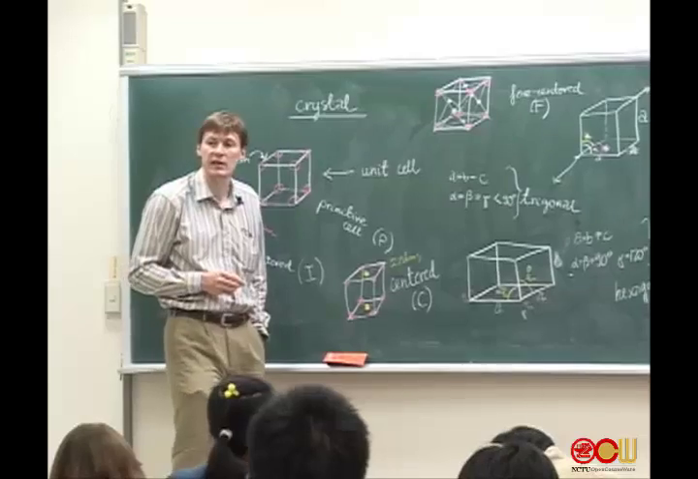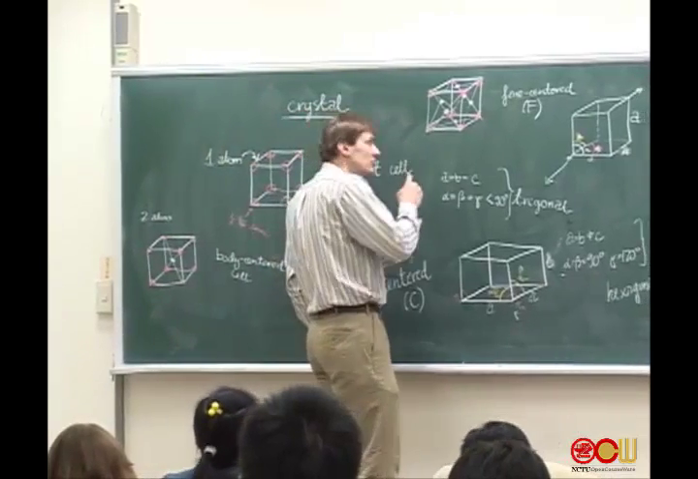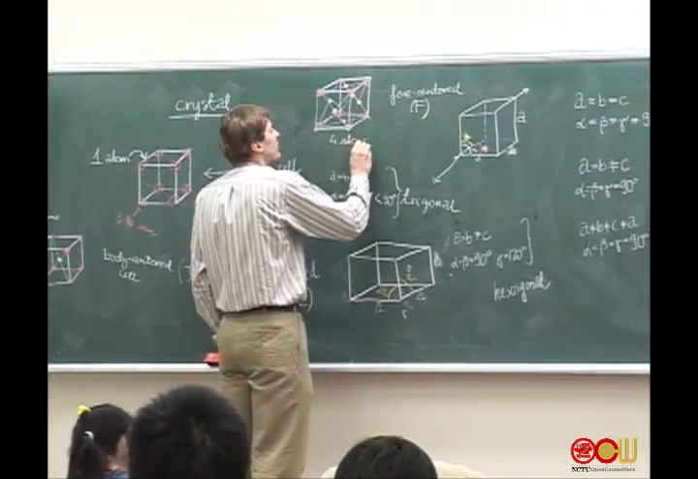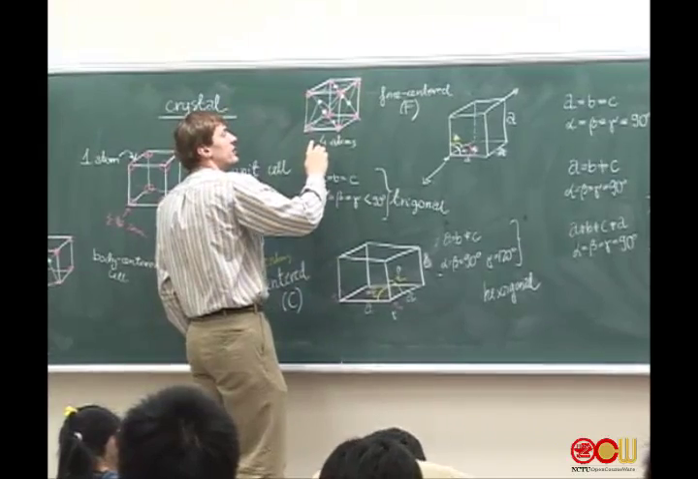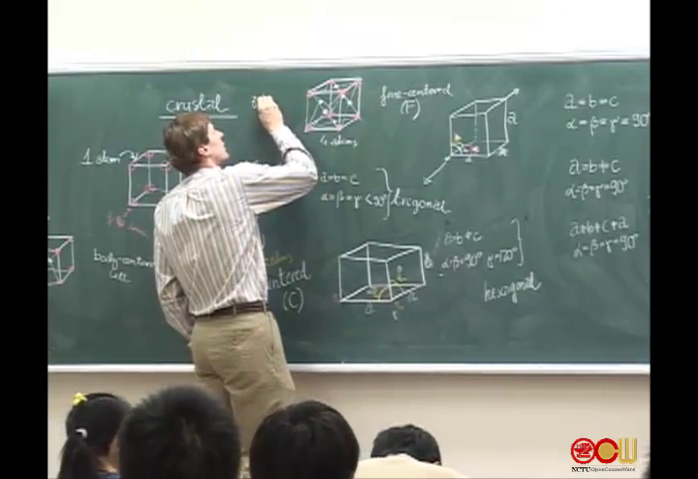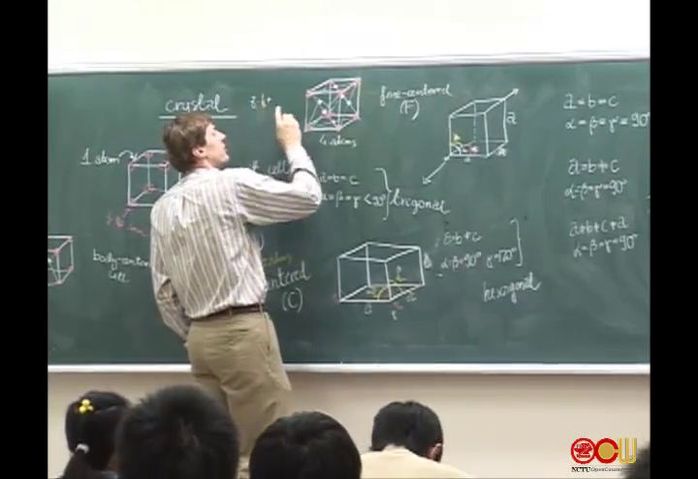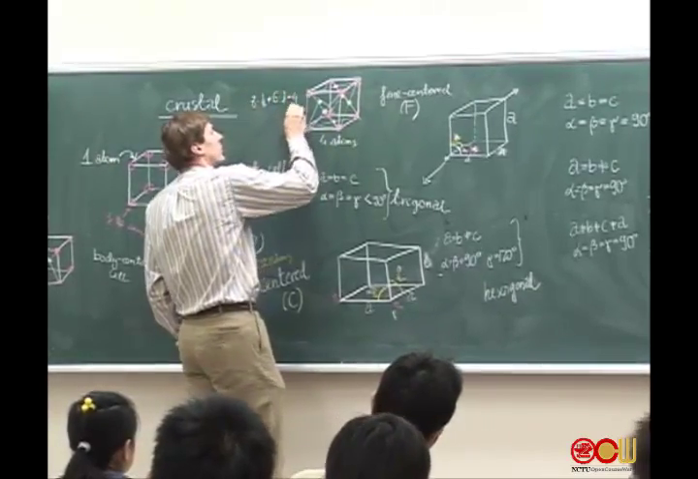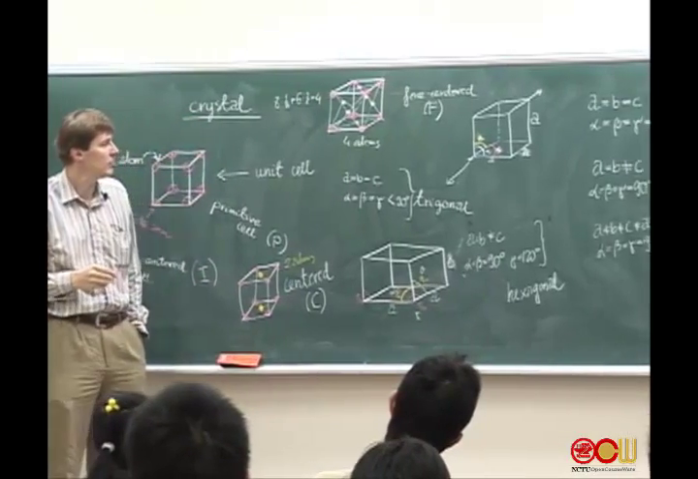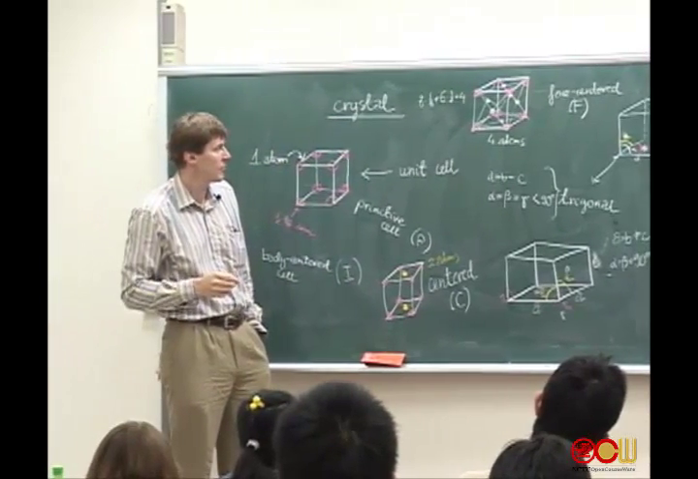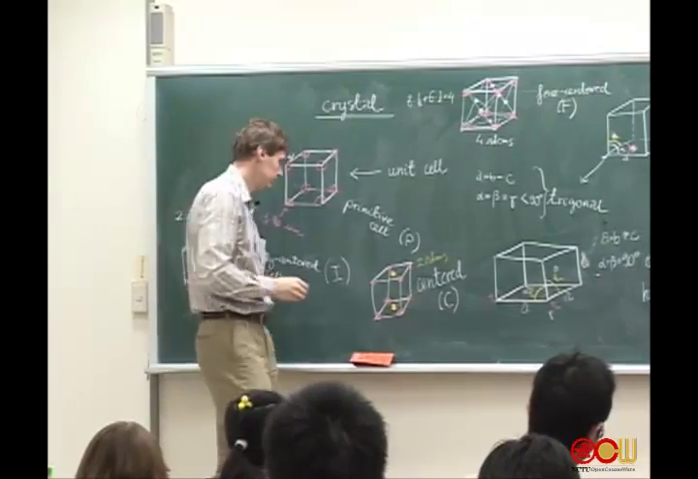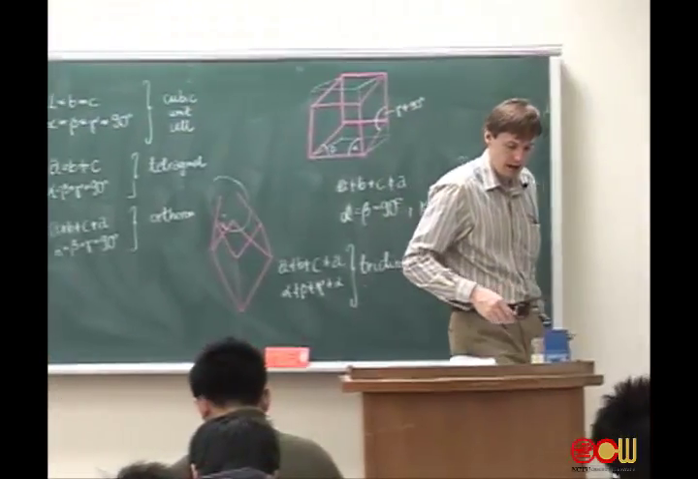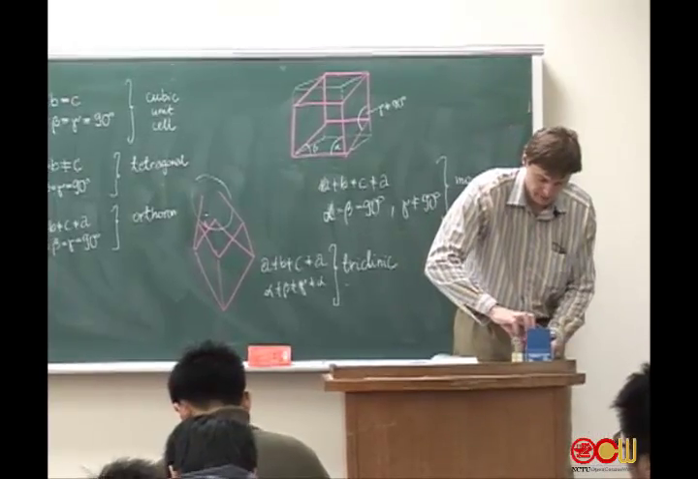How many atoms inside? Good, four atoms inside. And the reason is we have eight corners times 1/8, and we have six walls times 1/2, which is 4. Good. Now these things can be combined together.